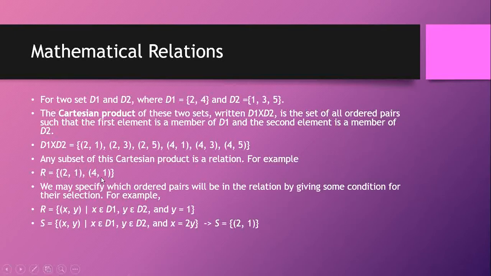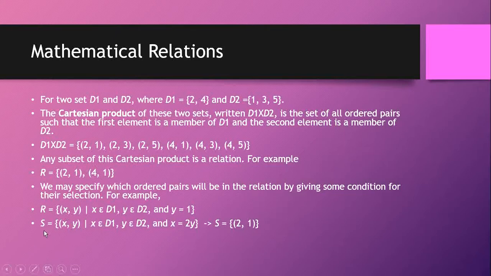For example, this relation we can define as the pairs (x, y), where x belongs to D1, y belongs to D2, and here is a condition: y equals 1, where this second value is 1. So we have these two pairs from this Cartesian product in which the second value y is equal to 1.